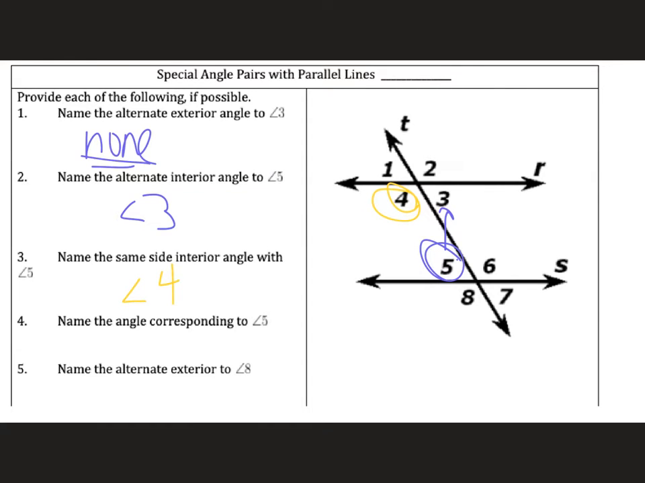Corresponding to angle 5, you've got to be in the same location. So I think of that as top left, and top left is angle 1. And then alternate exterior to angle 8. It's got to be on the opposite side of the transversal, over yonder, but it's got to be way up here, so angle 2.